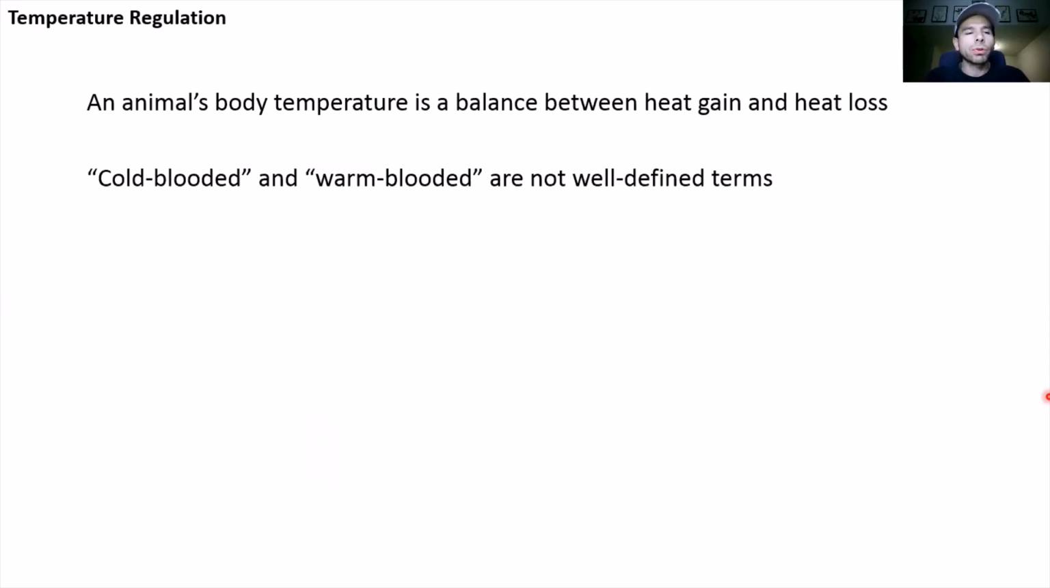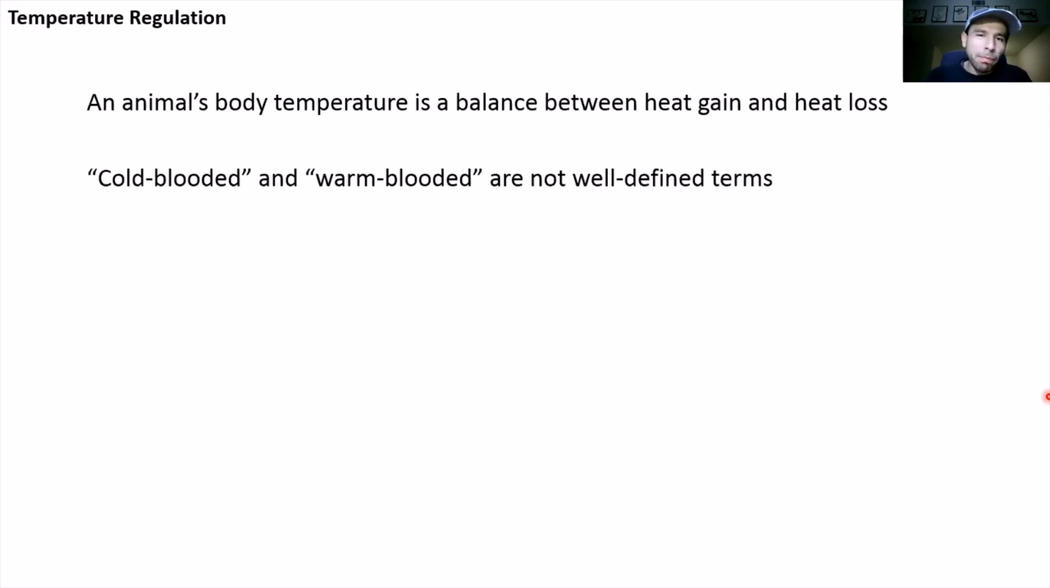All right, let's move on to thermal regulation. An animal's body temperature is a balance between heat gain and heat loss. And a lot of times we hear these terms cold-blooded and warm-blooded, but they're not very good scientific terms. They're not well defined. For example, a cold-blooded animal can be warm if it's warm outside. Or a warm-blooded animal can be cold if it's hibernating.